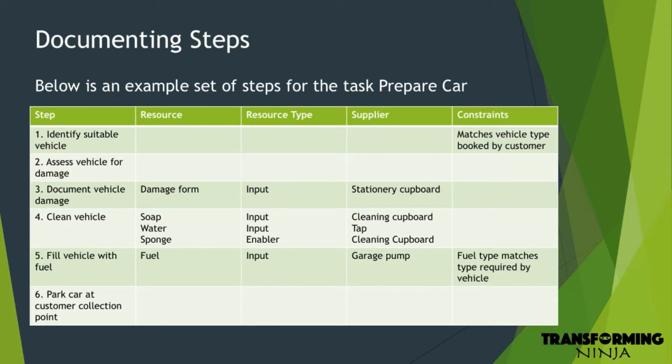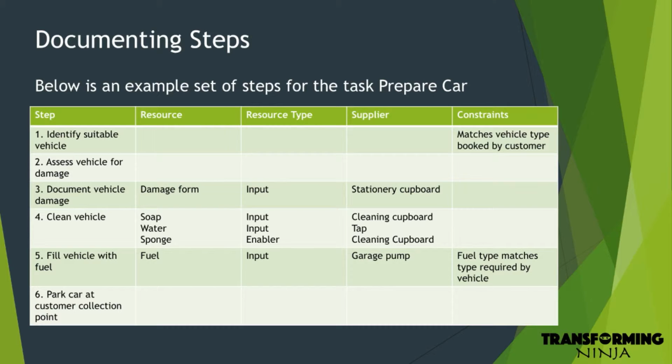The constraint there is matches vehicle type booked by customer. So we've looked for the suitable vehicle that matches a vehicle type. The next step is we'll look at that vehicle and assess it for damage. This is an important task because we need to know what damage already exists on the vehicle so that we're not charging the customer for it when we assess it for damage when it comes back.